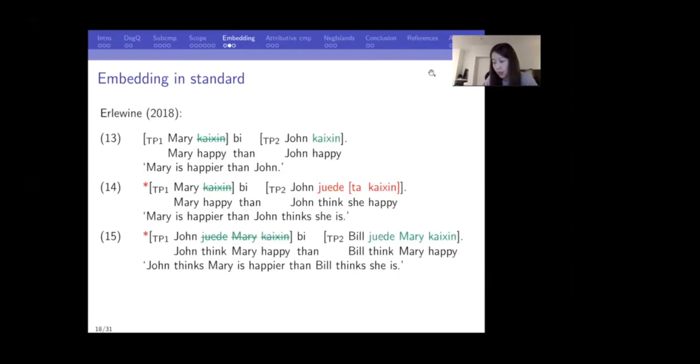However, even if you have two identical local predicates that satisfy the deletion requirement, you still can't construct sentences with an intended meaning that John thinks Mary is happier than Bill thinks she is. Irwin explains the badness of 15 on the grounds that Mandarin lacks degree abstraction, so that 15 is impossible because the degree variable within the embedded clauses cannot be bound across a clause.